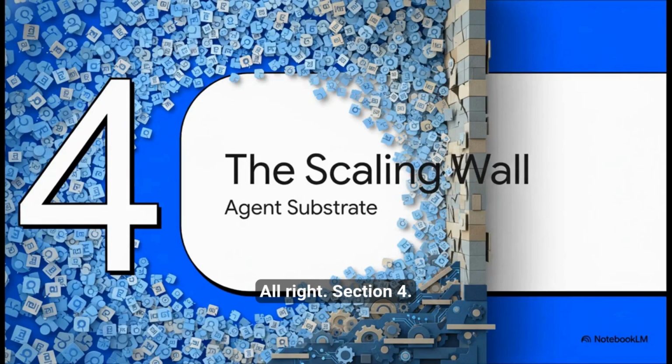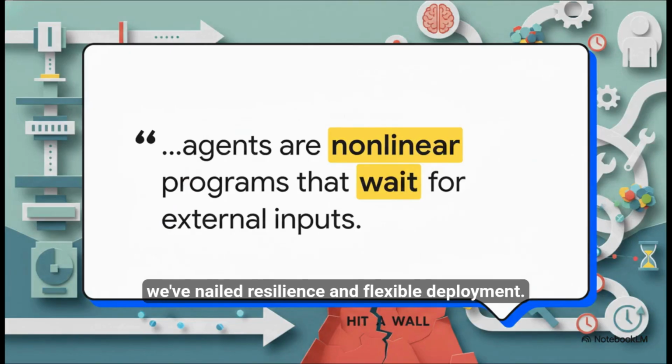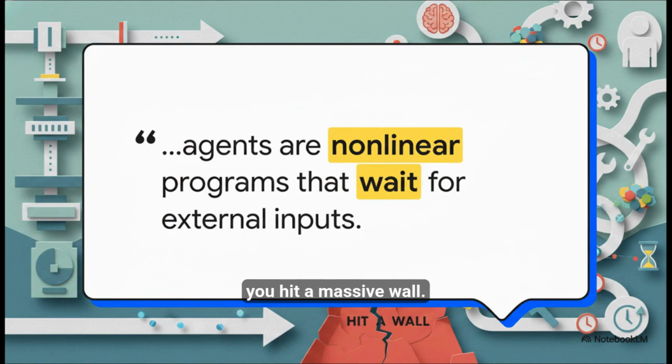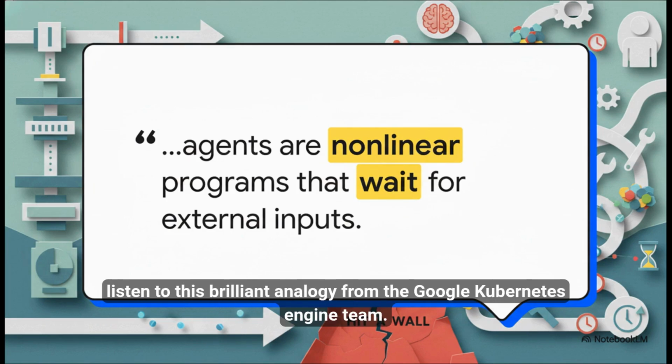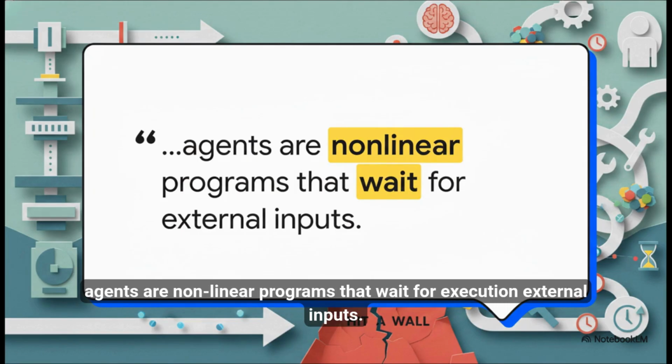All right, Section 4, the scaling wall, and introducing Agent Substrate. So we've nailed resilience and flexible deployment. But what happens when your project blows up? Like, when you go from a dozen agents to hundreds of millions, you hit a massive wall. And to understand why you hit that wall, listen to this brilliant analogy from the Google Kubernetes Engine team. They point out that, unlike traditional software, agents are nonlinear programs that wait for external inputs.